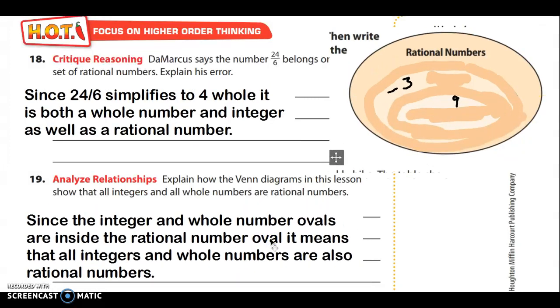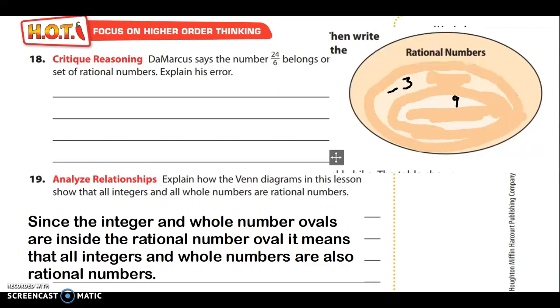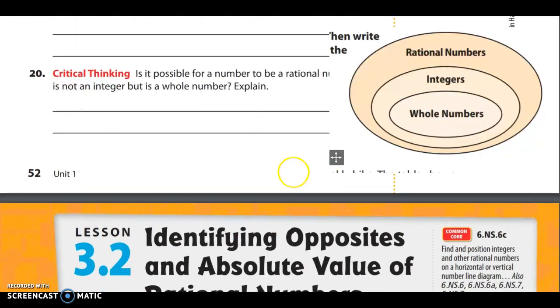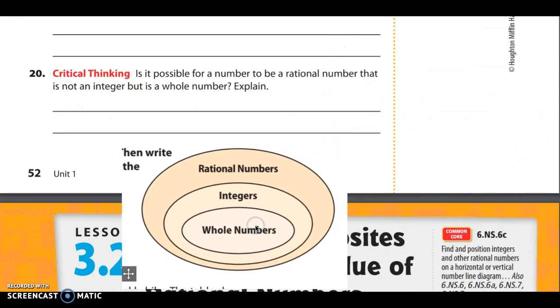Okay, we've got one more question, and I need to move this up and project that question. And I'm going to use this Venn diagram to help you with my explanation. Question 20, critical thinking. Is it possible for a number to be a rational number that is not an integer, but it is a whole number? Explain. So I want it to be a rational number and a whole number, but it can't be an integer.